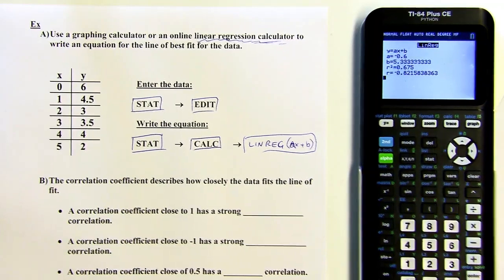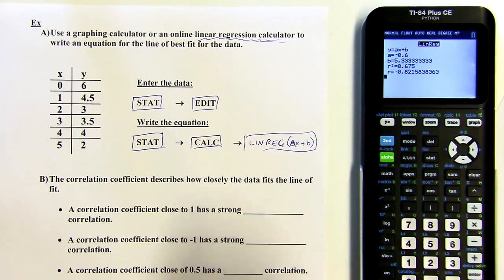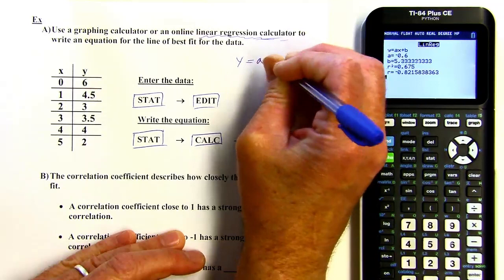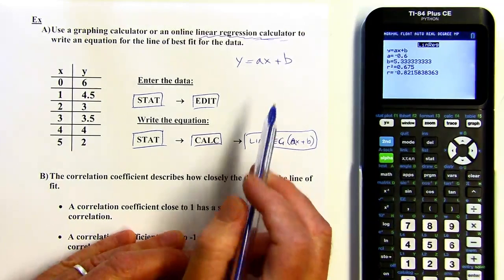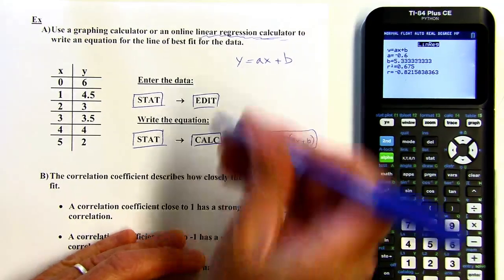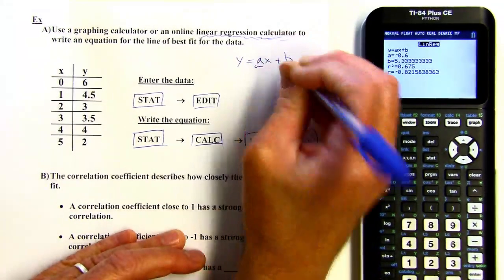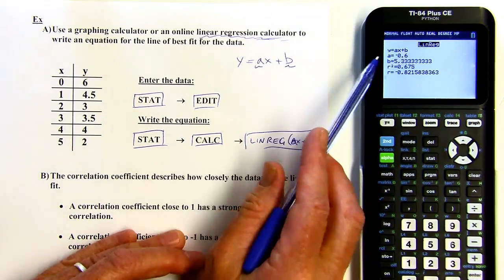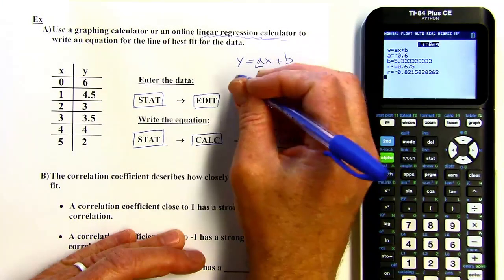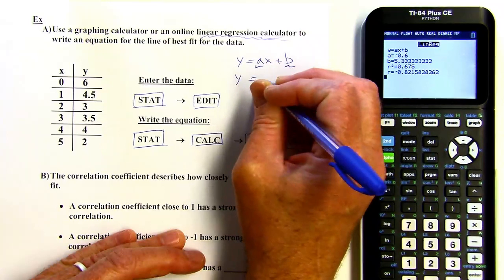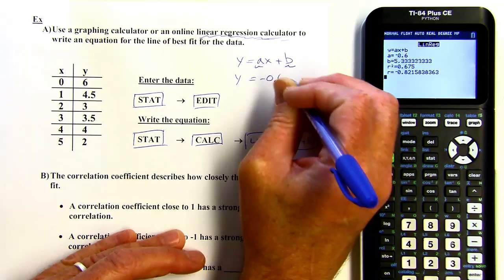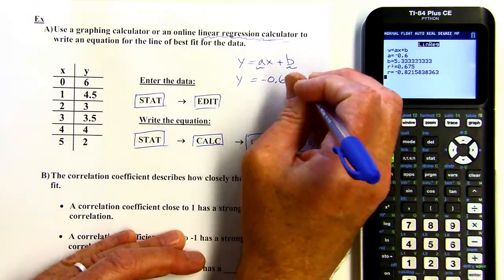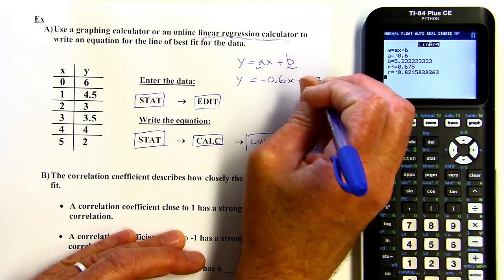What this is saying is, okay, we've got an equation in this format. I don't know why they don't just say mx + b, but it's y = ax + b. And then they tell us what the a and the b are. So then I can plug in -0.6 for a, and my b is 5.3 repeating, so 5 1/3.